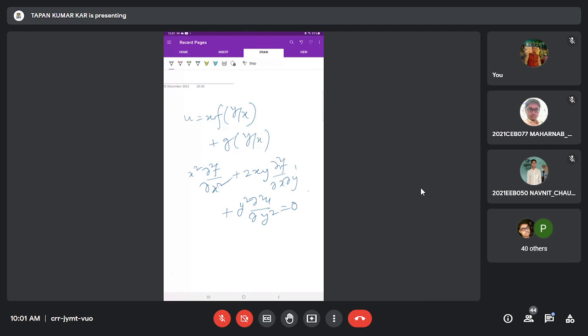First, just tell me, you don't have to do it here. u equal to x f of y by x. If you consider u equal to v plus w, then v is a homogeneous function of degree what? One. And w is a homogeneous function of degree zero. So now you can proceed.